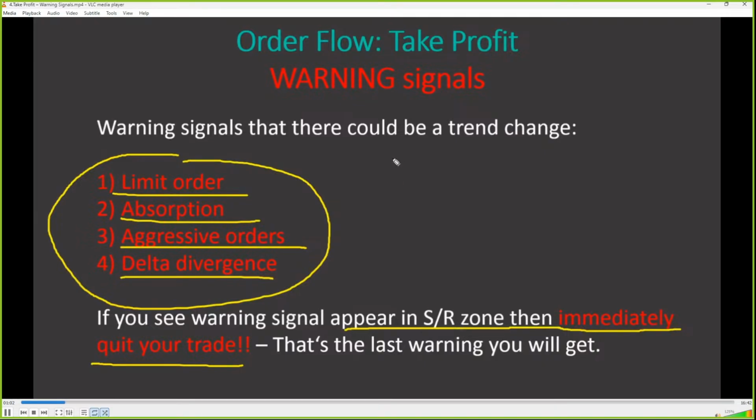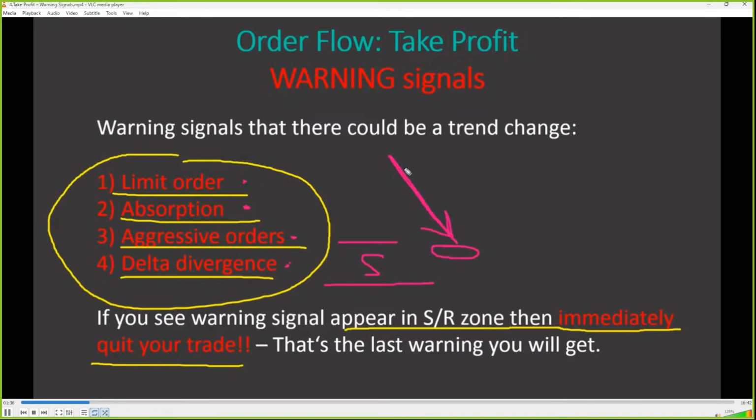So imagine that you're, for example, in a short trade, and somewhere in this area there is a support. You're in the short, the price is reaching the support area, and somewhere in here there is, for example, the limit order or the absorption, aggressive orders, or delta divergence. And this tells you that the support will most likely work because it gets confirmed by one of those four.